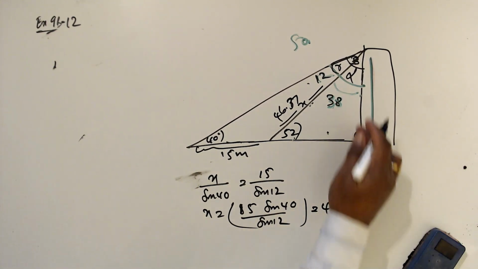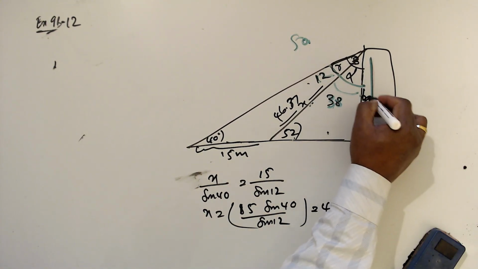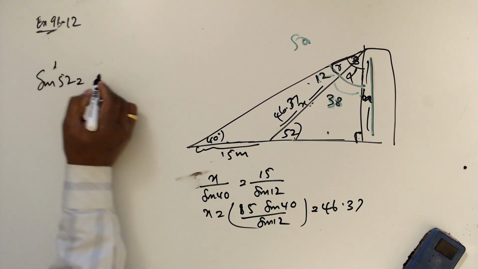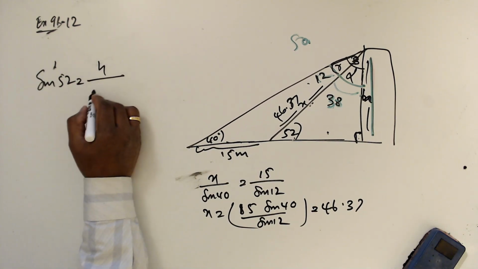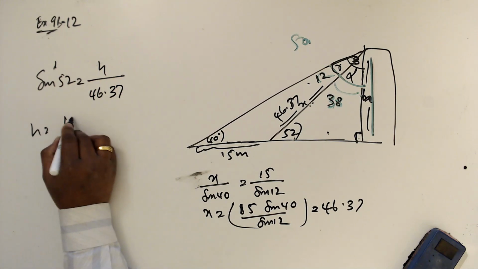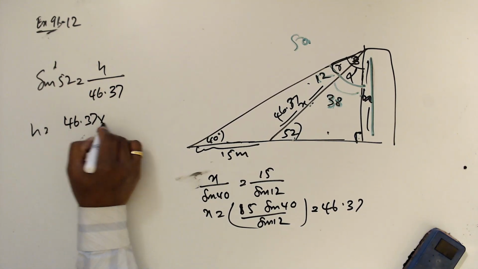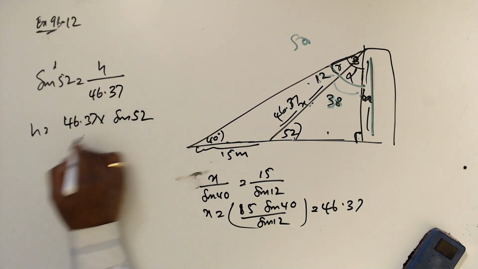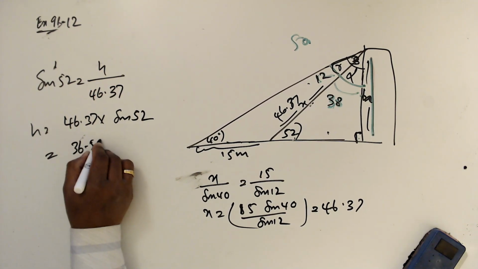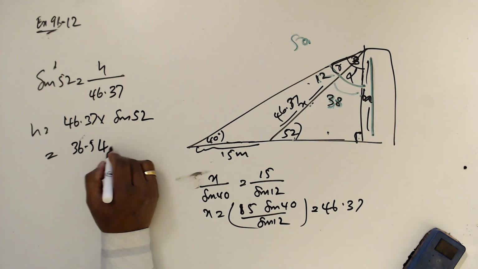Now if this is h, sine 52 equal h over 46.37. So h equal 46.37 times sine 52, which is 36.54 meters.